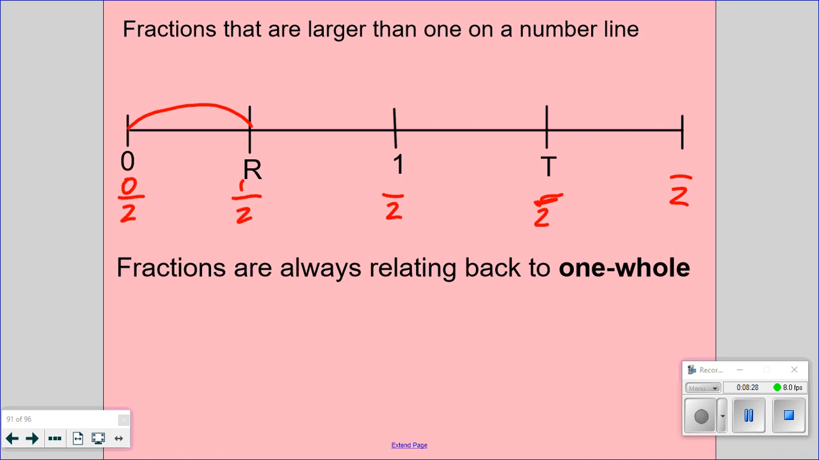What about if I did another half here? What would that be worth? 2 halves, one whole. What if I did another hop to T? 3 halves. I can write that as a big 1 and 1/2, saying I have 1 whole and 1/2. What if I did another half? 4 halves, AKA 2 wholes. I'm writing, that means you're writing.